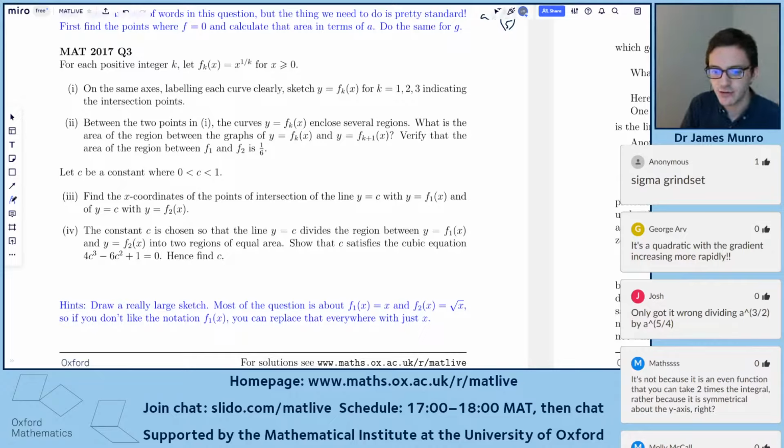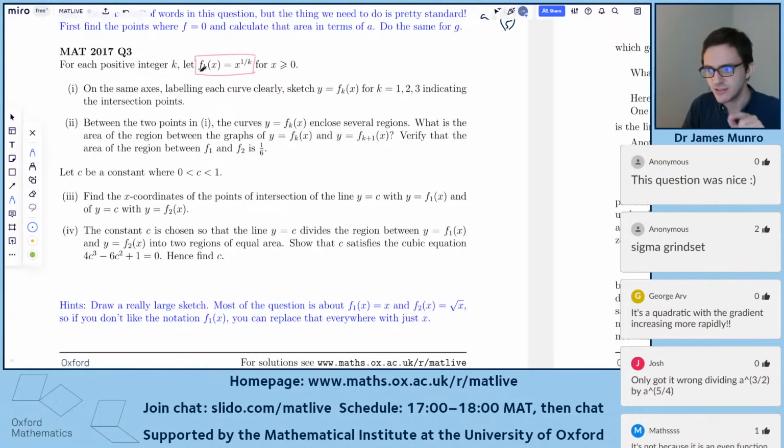It brings in that notation again. We've seen this before on the MAT Livestream. F subscript k of x, which they're using to mean lots of different functions. So here there's a function f1 of x, which means x to the 1 over 1. But also there's a function f2 of x, which means x to the 1 over 2. And a function f3 of x, which means x to the 1 over 3. So there's this kind of subscript that means wherever this is the input x.